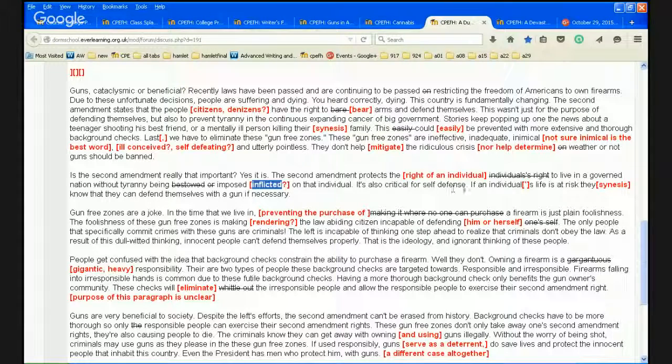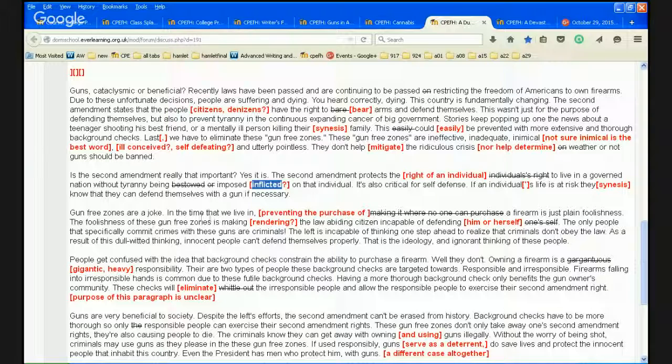It's also critical for self-defense. If an individual's life, and here we have a possessive, so we need the apostrophe, is at risk, they, notice, an individual's life is singular, they is plural. We've got a synonym problem again. They know that they can defend themselves, or if citizens are at risk, they, that works better.